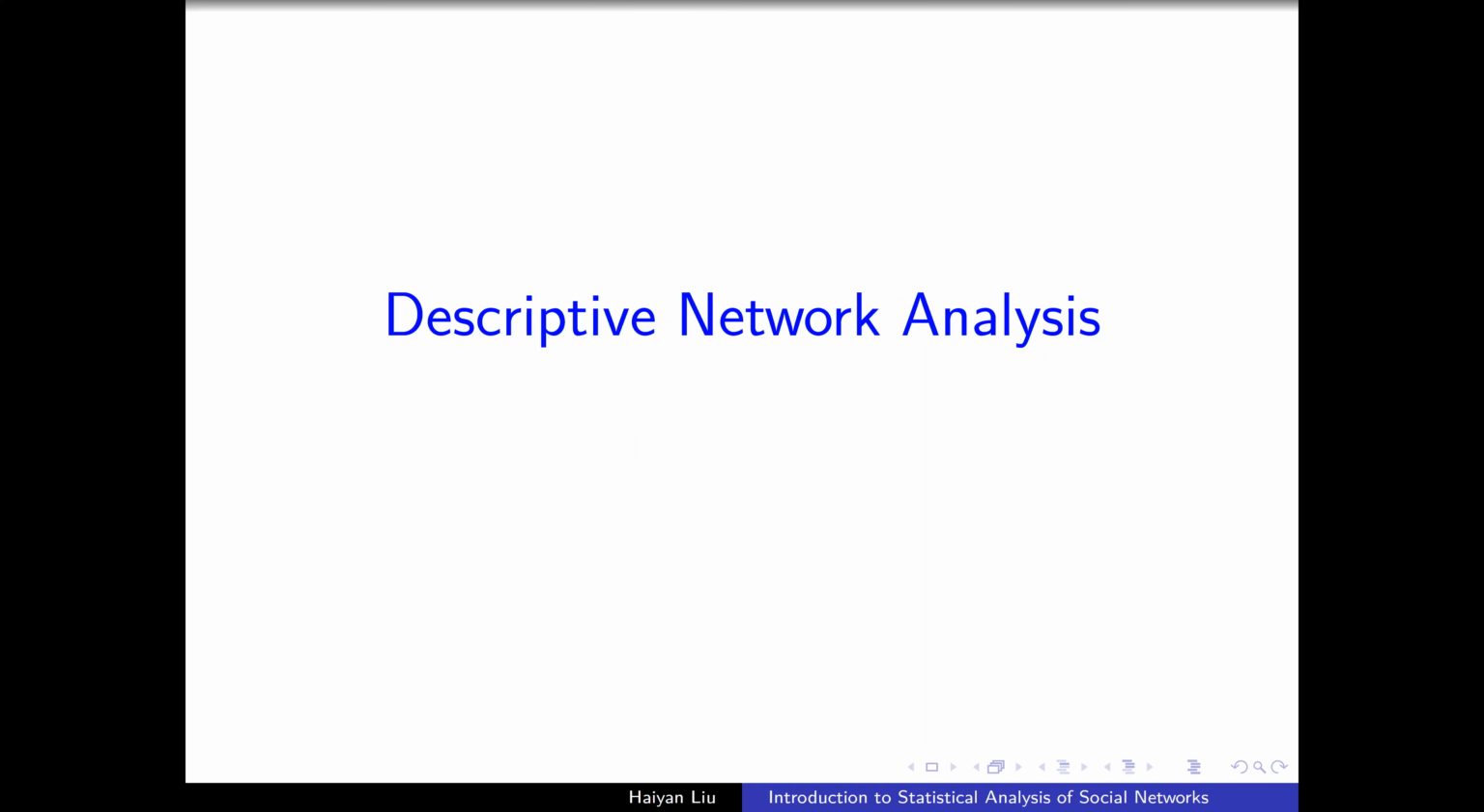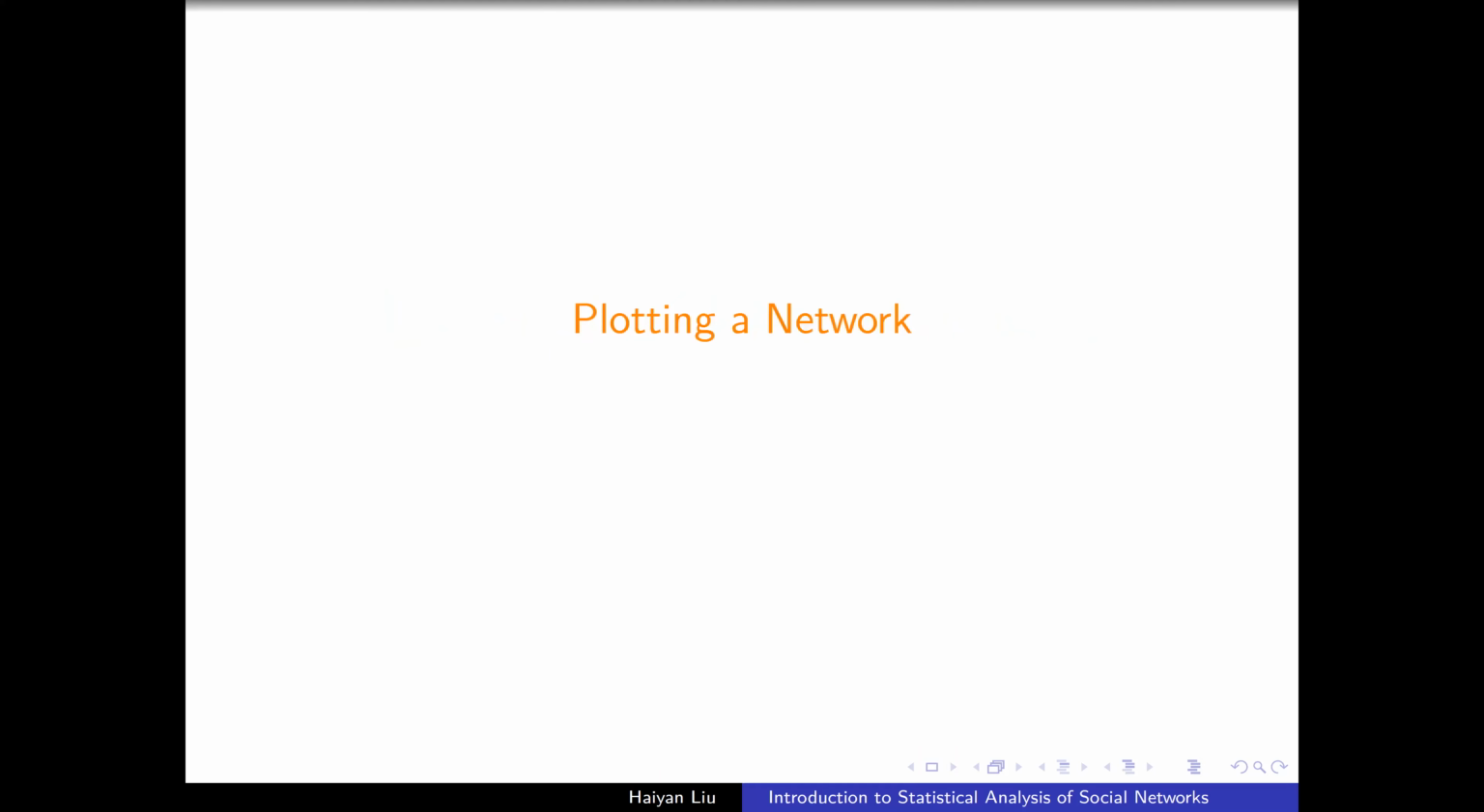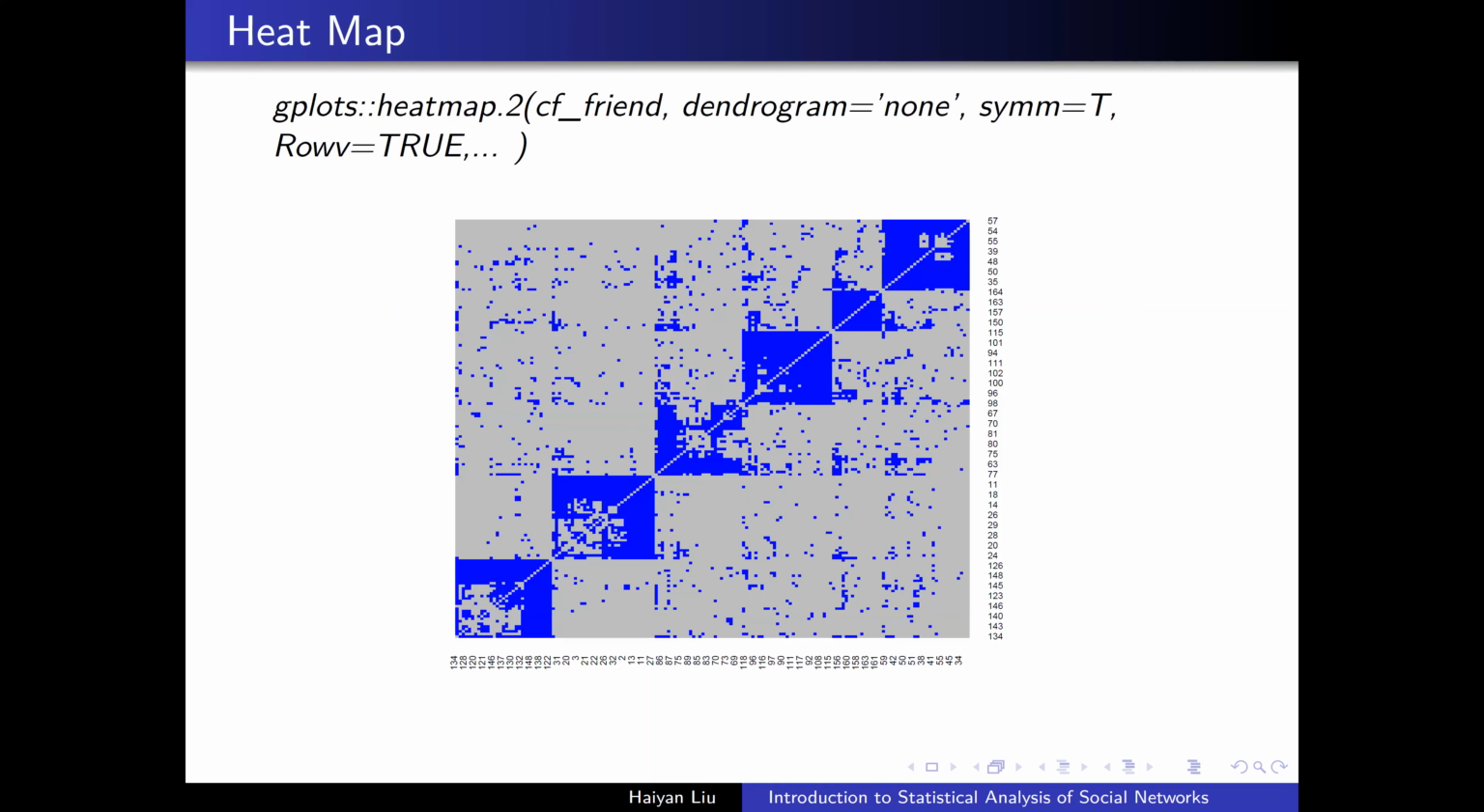Next, I will first talk about descriptive network analysis. We first talk about how we could plot a network in a 2-dimensional space. For network plotting, the first one is the heat map. A heat map basically plots the adjacency matrix. It maps each element in the adjacency matrix using a dot in the map. A blue dot represents the presence of friendships in the friendship network, and a gray dot means the absence of friendships.